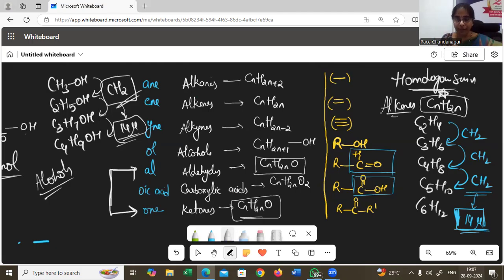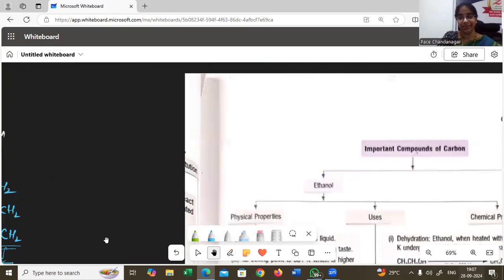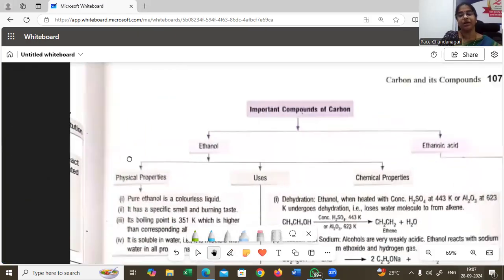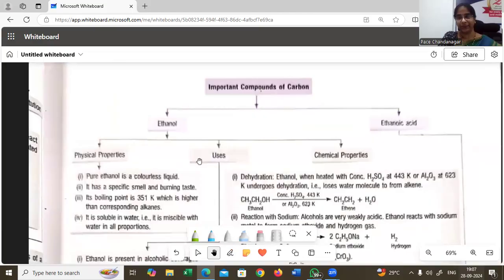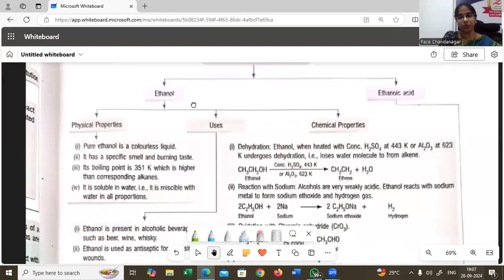So 14 atomic mass difference you find there. All right, so this is about your homologous series. Now going on with the most important compounds and reactions of this chapter, which have been deleted for you. But please, I would urge you not to delete them. Why? Because so much of it is important.